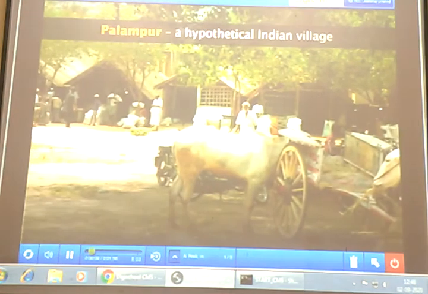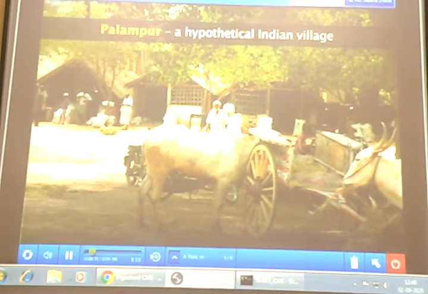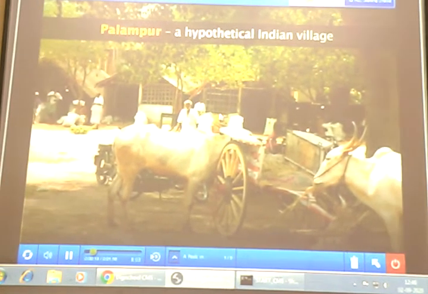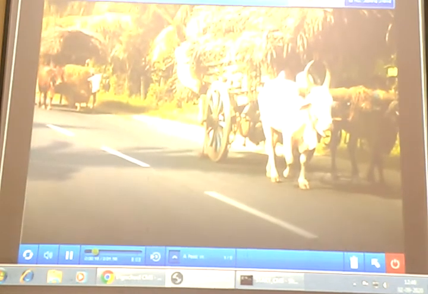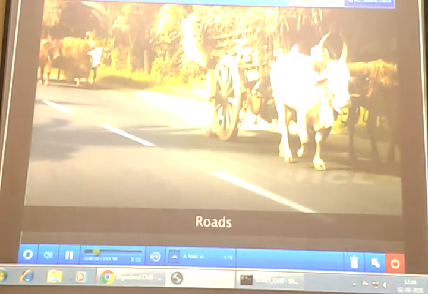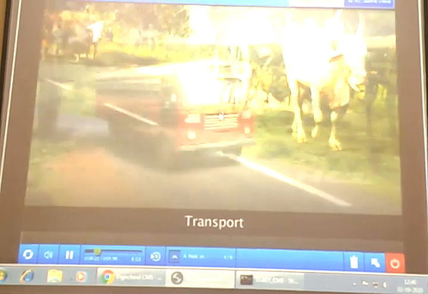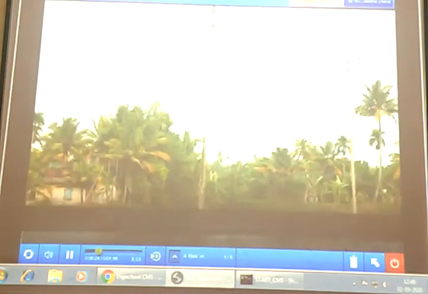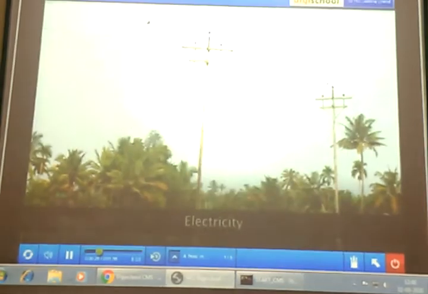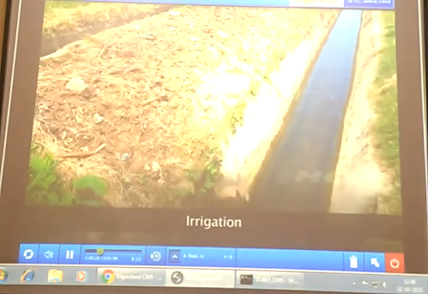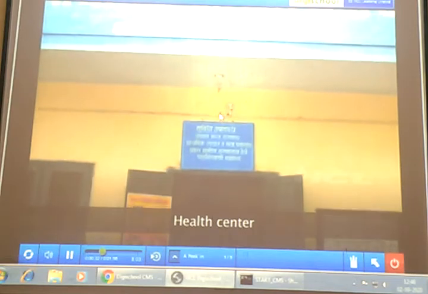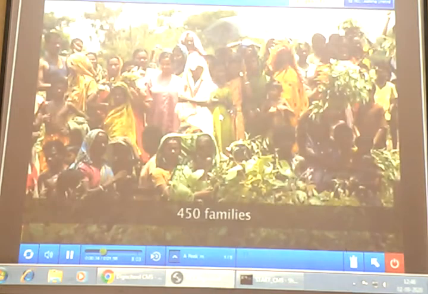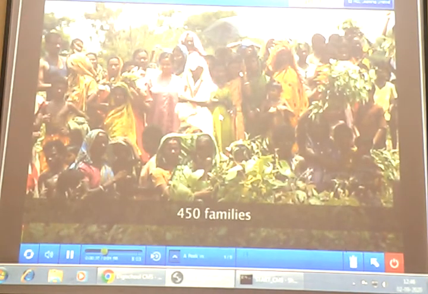Let us peek into a hypothetical village in northern India called Palampur. It has a fairly well-developed system of roads, transport, electricity, irrigation, schools, and a health center. About 450 families live in Palampur.